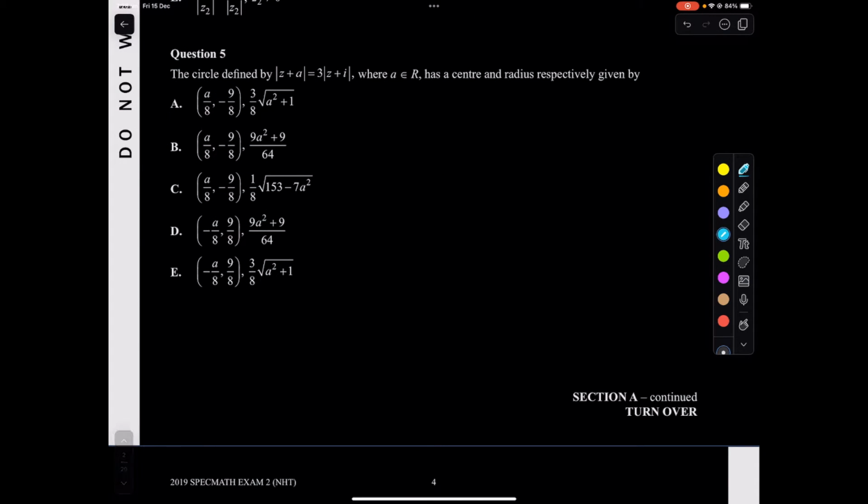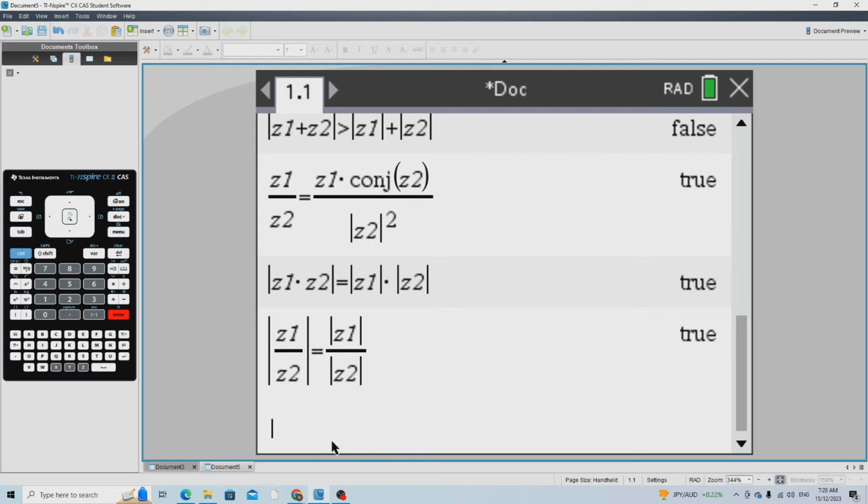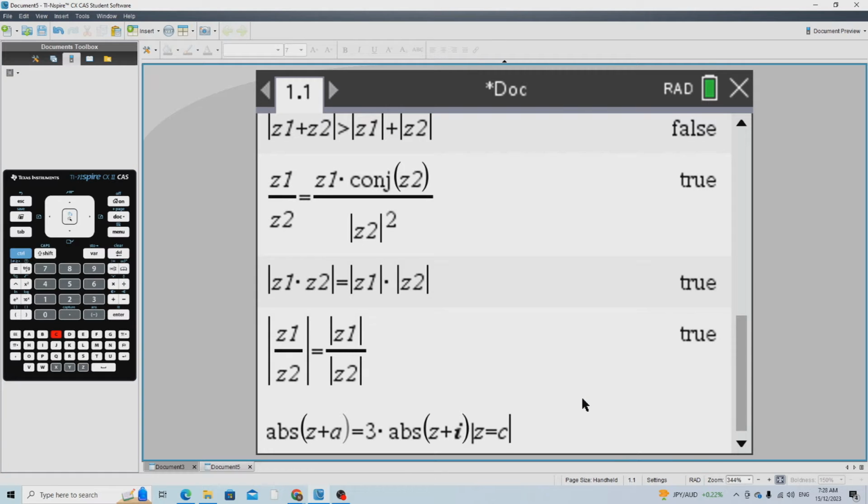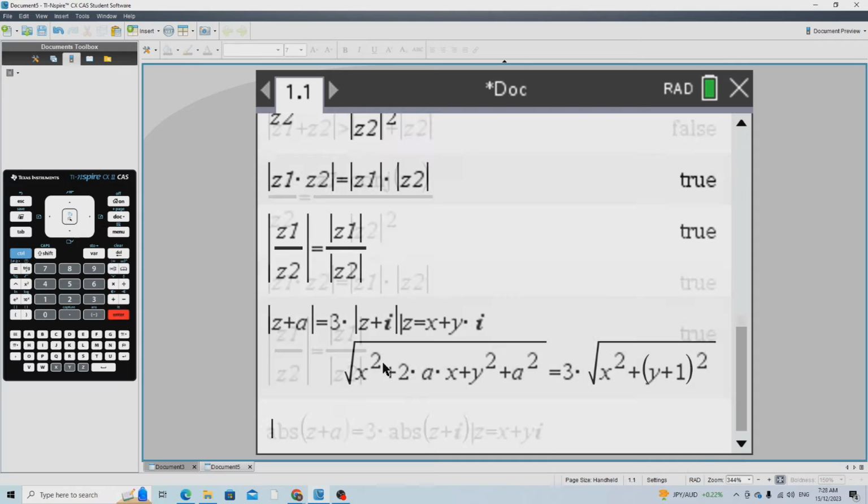A circle defined by this, where A is an element of the reals, has a center and radius respectively given by what? Nice and easy. Let's do that by our CAS. So, okay, let's write the equation. It's the absolute value of Z plus A is equal to 3 times the absolute value of Z plus I, given Z is equal to X plus YI. Done. Enter and we get this.